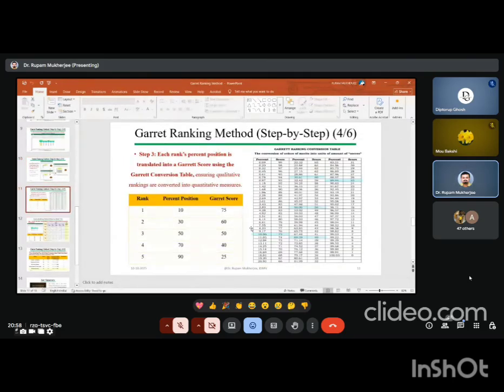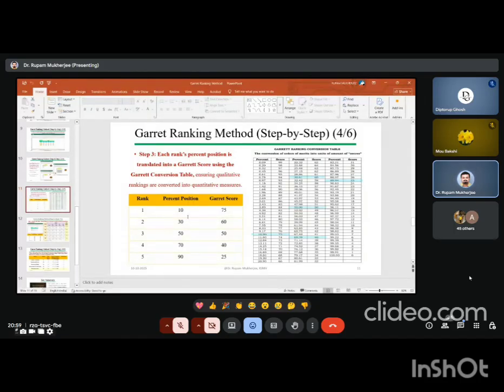Okay. So now suppose I have got these percent positions. I have shown you how these percent positions are calculated. Now, for these percent positions, how can I calculate the Garrett score? Here there is a Garrett table with 2 columns, percent position and score. For each percent position, there are some scores mentioned in the table. You may not get the exact value of the percent position you are trying to find, but you can get the value that is nearer to it.